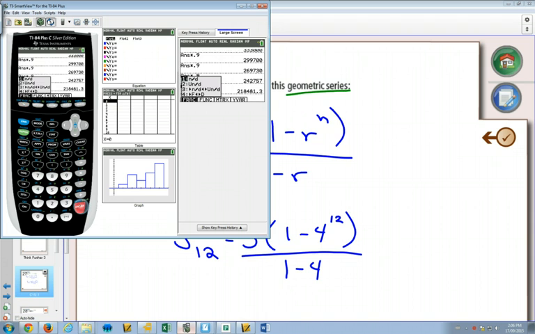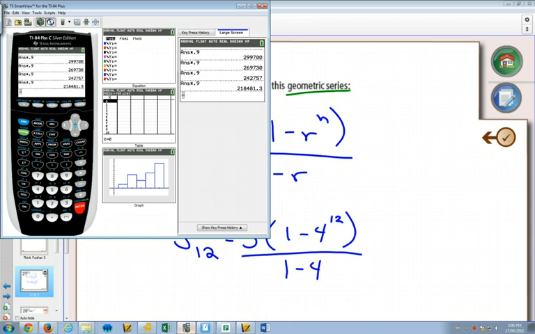This menu came up. What's really nice about this is you can type this exactly as you see it. So if you push enter on number 1, it writes a fraction for you. And on the top of our fraction, we had 3 bracket 1 minus 4 to the power 12 bracket. And then on the bottom of the fraction, we'd have 1 minus 4. So you can type in the whole thing exactly as you see it.